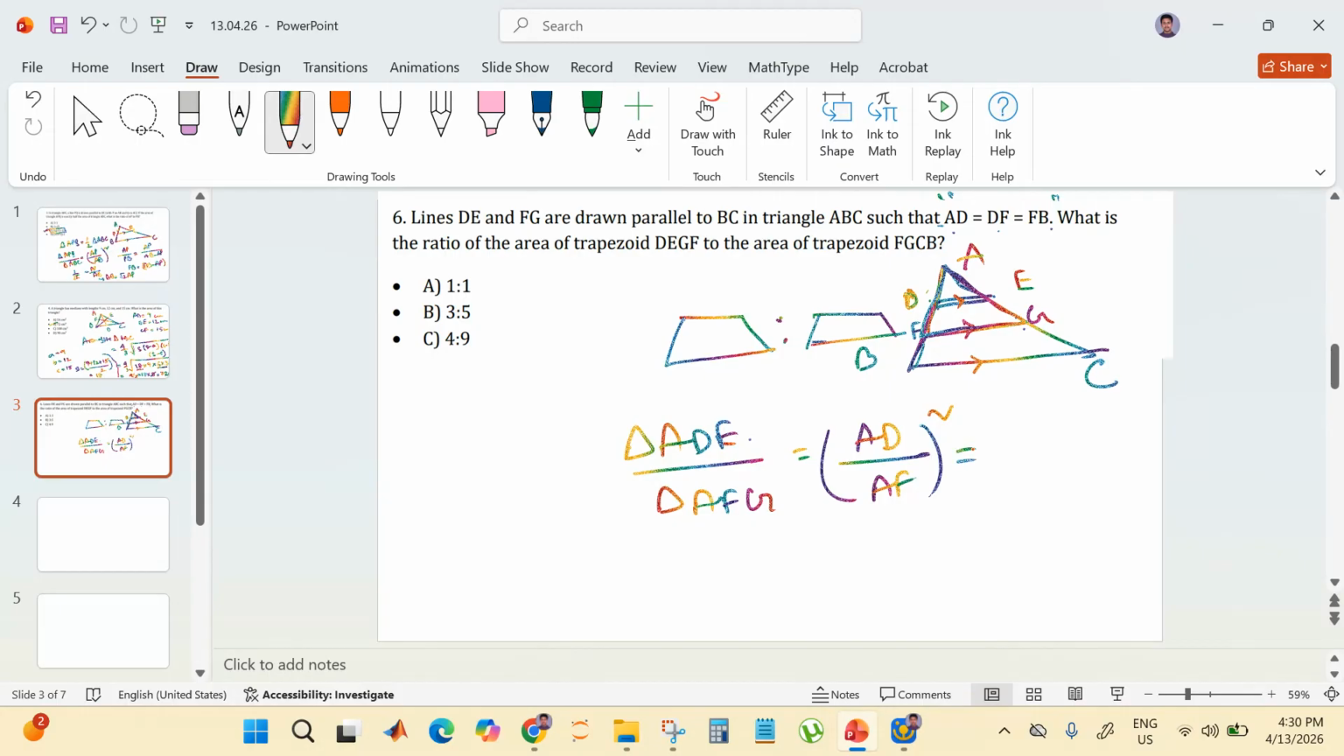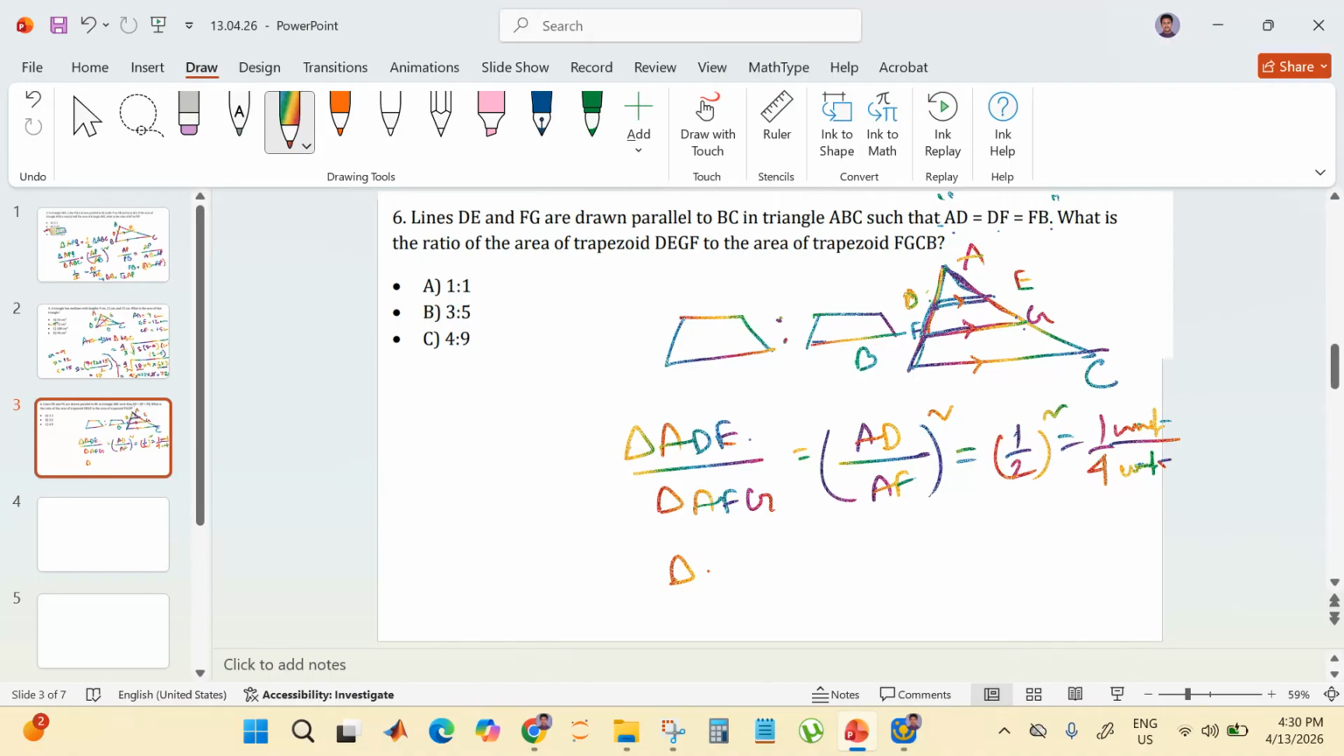So now you can use the relation AD equals DF. That means D is the midpoint of AF. If AD equals DF, then AF equals twice AD. That means half squared, that means 1 by 4. So the area of triangle ADE to AFG will be 1 by 4. If I consider ADE is 1 unit, then AFG is 4 units.